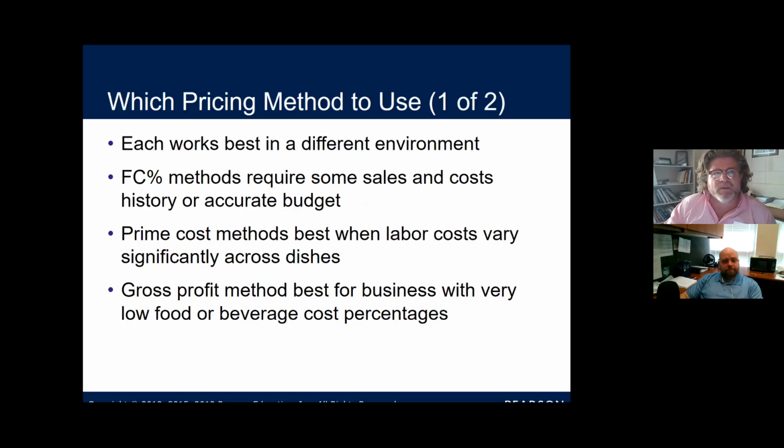Exactly. So, when do we use which method? I'd say the food cost percentage method requires you to have a little bit of history, but it's the most common. The prime cost method I talked about, if we have a dish where there's a huge amount of labor, that's probably worthwhile. The gross profit method, where we have very low food cost percentages, like the coffee shop example.